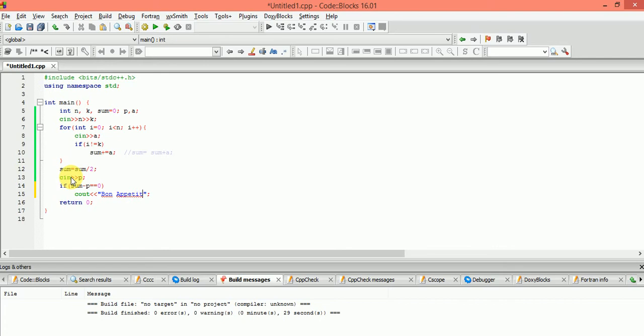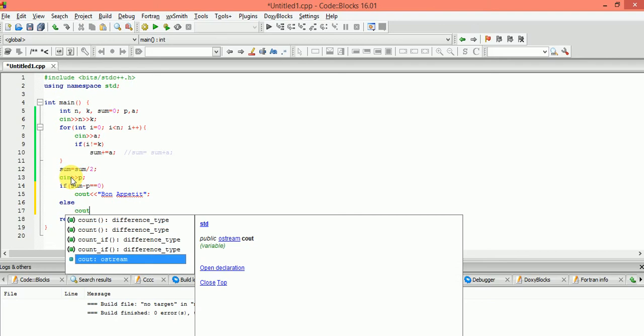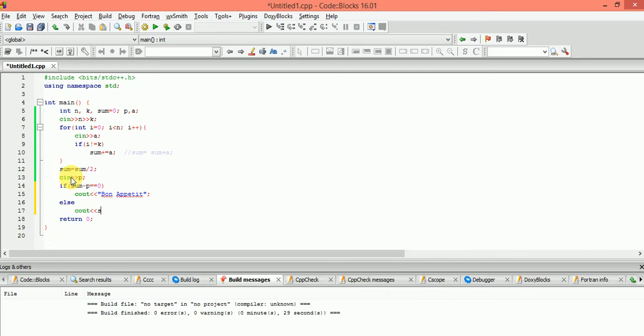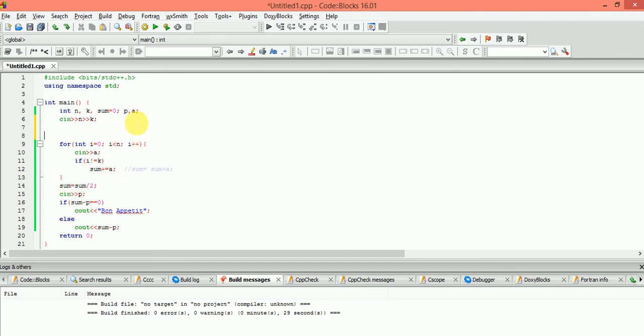If they're not, then we will print the else case, which is the sum minus p, the actual amount. Let's take an example, then we will see how it will work.